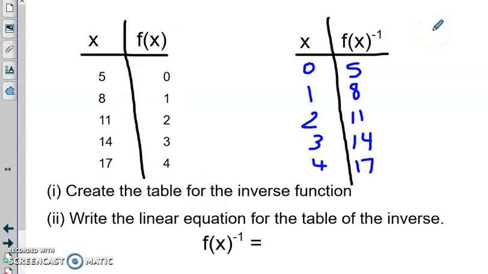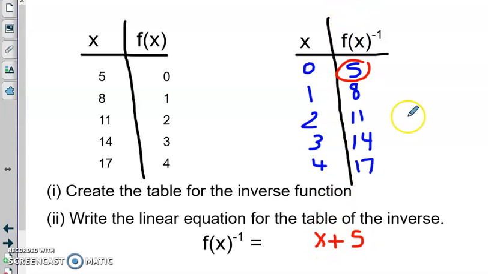So I've already written the inverse table out, so hopefully your order pairs match my table. In establishing the equation, we look for the 0 value for x, so that means the b value in our equation is 5. This is the place where the graph is intersecting the y-axis.